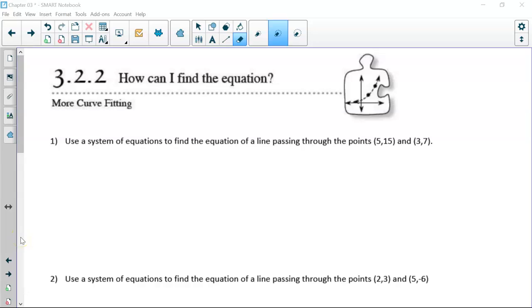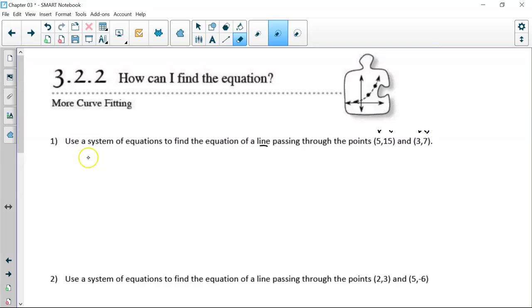Welcome to section 3.2.2. We're going to be talking about more curve fitting. How can we find the equation? Another way we can find these equations is by using a system. This is a linear equation because it says it's a line, so we know it's linear. So now, that's our x and our y.